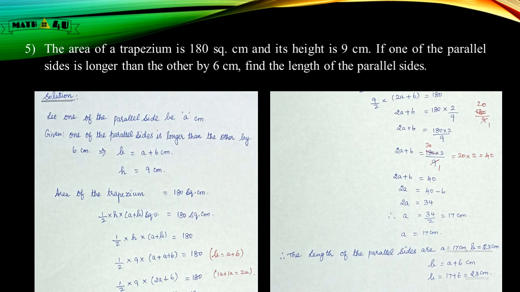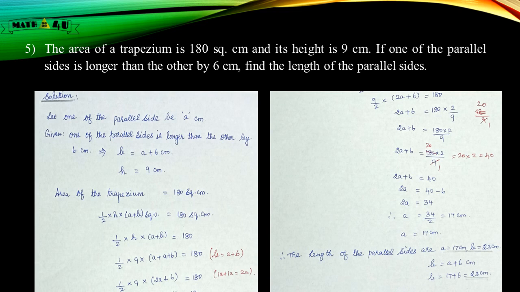So, 1 by 2 into h into, in the place of h, put 9. The value of h is 9 into a plus b. In the place of b, put a plus 6 because one of the parallel sides is longer than the other by 6 centimeter. So, 1 by 2 into 9 into a plus 6 is equal to 180. Now, just simplify, get the value for a.